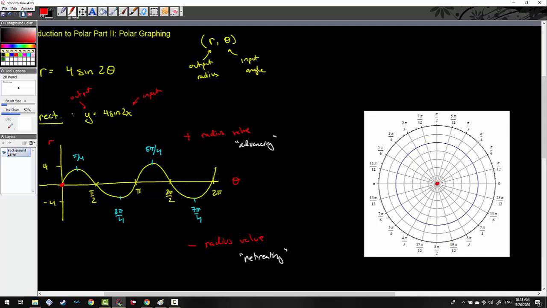Now, as my graph moves towards pi over 4, its apex. Now, I'm hoping that everyone understands that at pi over 4, which is right here, my maximum radius happens. That's going to be 4 radii long. So I'm going to go 4 circles out. So 1, 2, 3, 4. That's right here. Now the question is, how do I get to that?